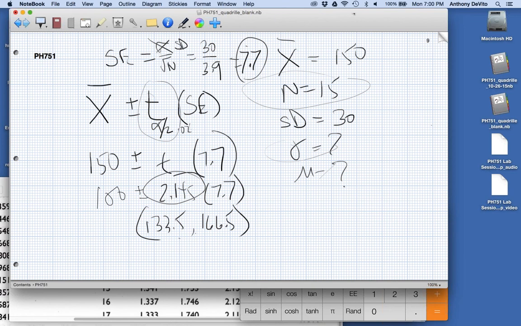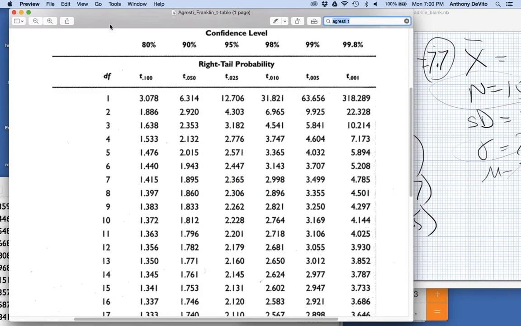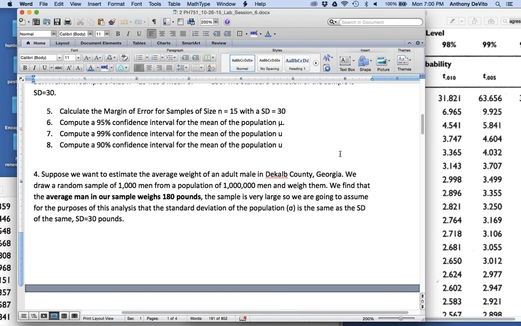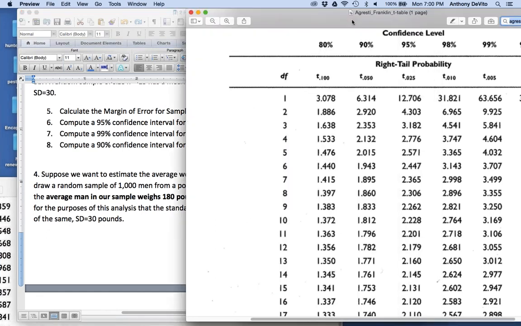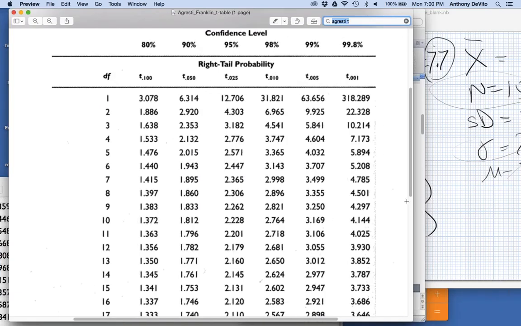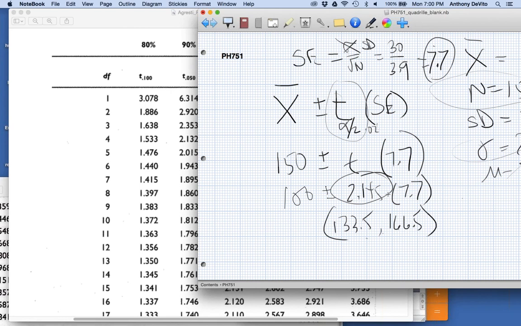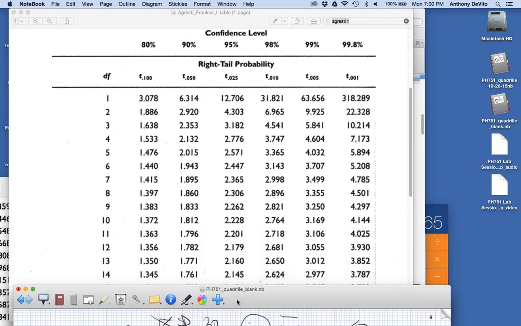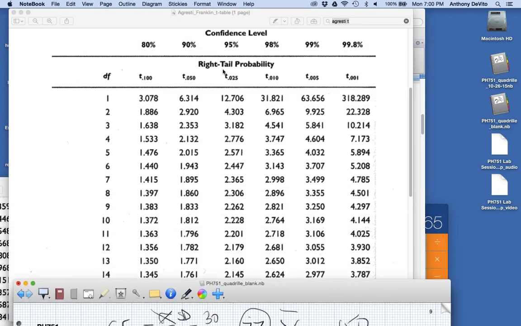Let's continue with that problem and see what else it asks us for. Okay, then it asks us for a 99% confidence interval. Let's do that one. For a 99% confidence interval, instead of being 2.145, the t-score will be 2.998.